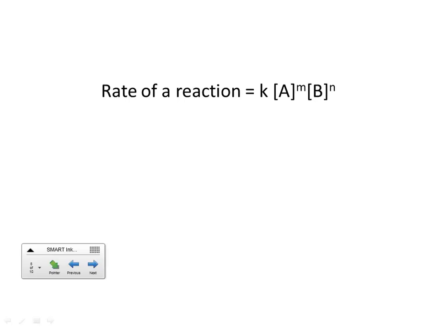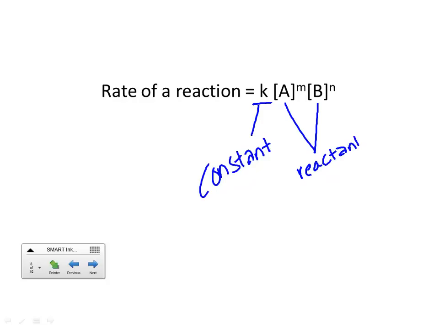As you can see, the rate of a reaction equals a constant K, right here. Here's our constant. And the constant is particular to a specific reaction as well as a particular temperature. Because again, we're implying constant temperature. We also have 2 reactants. And above, you can see this M and the N. These exponents for the reactant concentrations are called the orders.